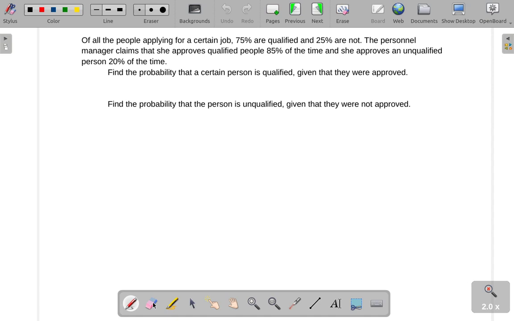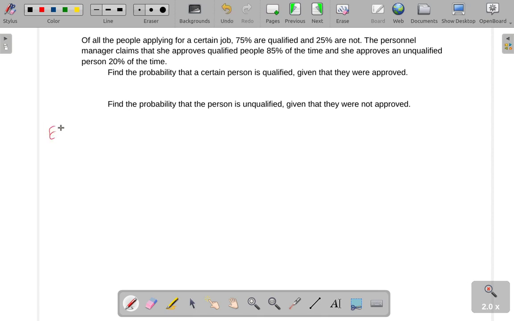It can be hard to tell if the person is qualified or not until they've actually been working there. That's why you can look at this after the fact and say, okay, this person actually was or was not qualified. That's how you can actually get these numbers. But all we know so far is that this person was approved. We're trying to figure out the probability they were actually qualified.